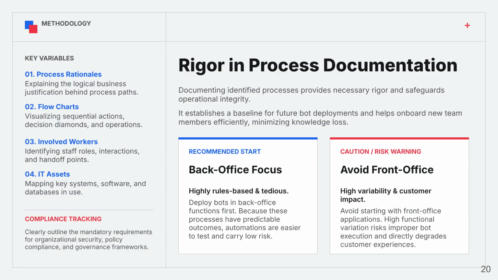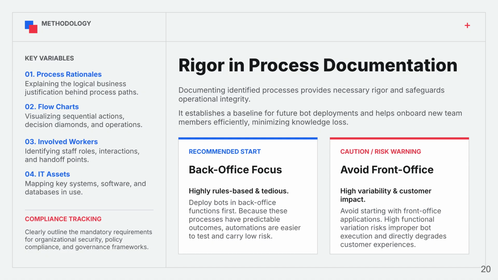Finally, compliance requirements must be clearly documented. Security policies, regulatory standards, governance rules, and audit requirements should be incorporated into the automation design to ensure the solution remains secure and compliant. As a practical recommendation, organizations should begin with back-office processes because they are usually rule-based, repetitive, and predictable, making them easier and safer to automate. In contrast, front-office processes often involve customer interactions and greater variability, increasing the risk of automation errors and poor customer experiences.